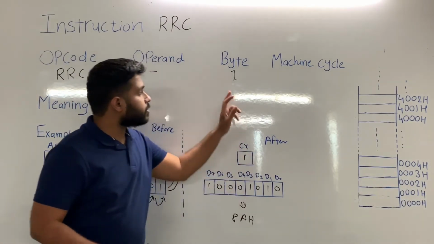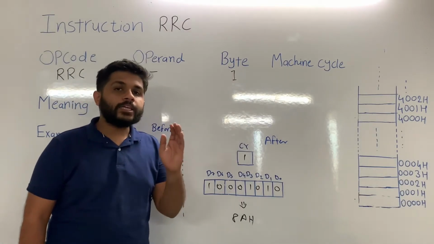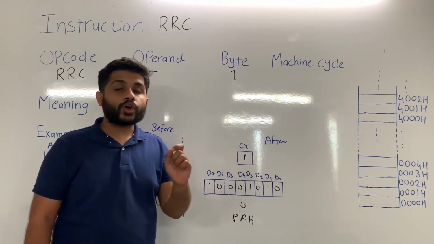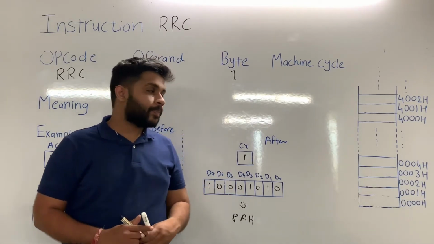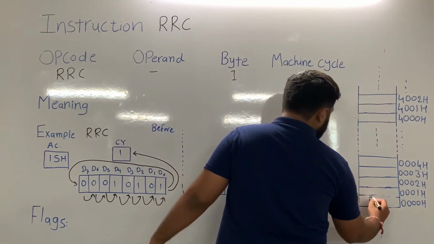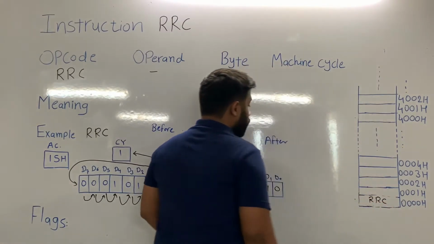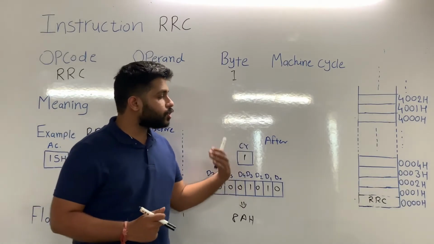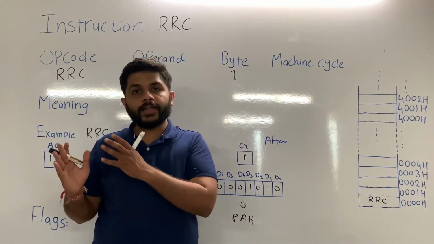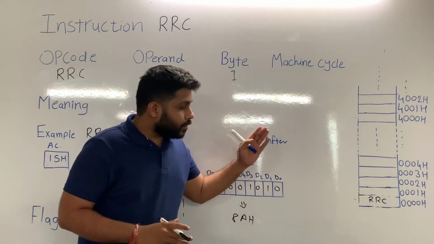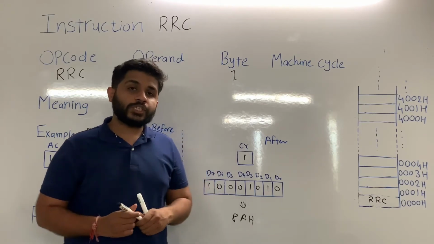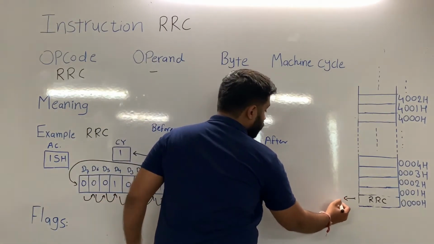As this instruction is of only 1 byte, it means when this instruction is stored in the memory, it will occupy only one memory location. So let's give this instruction in the memory. Only one location will be occupied. Now when this instruction is stored in the memory, the processor will start doing its work, that is to fetch, decode and execute. To fetch this instruction, the microprocessor will perform the first machine cycle, that is opcode fetch.